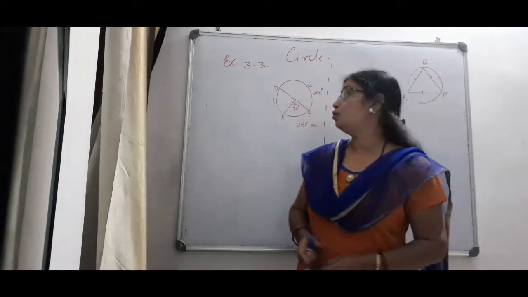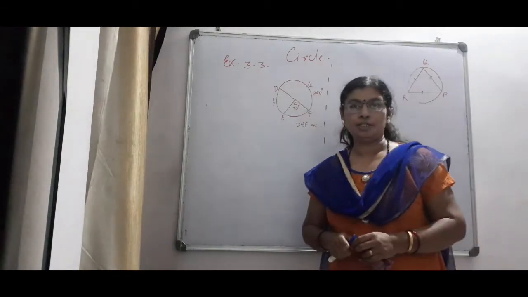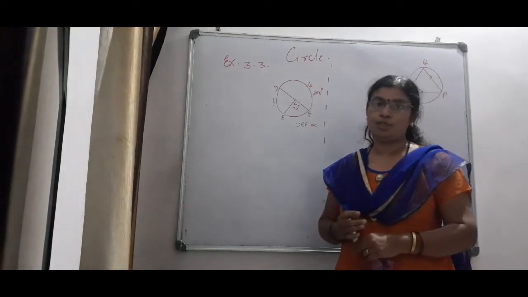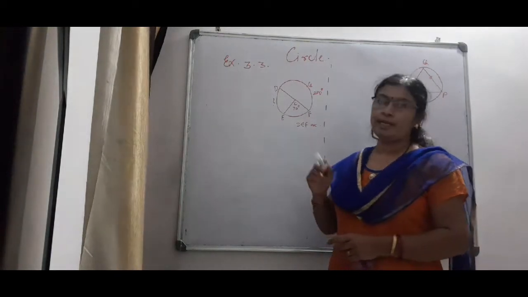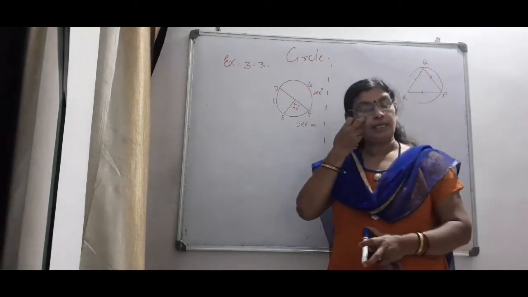Arcs are formed and how to measure the arcs. Total measure of arc is how much? 360. Semicircle, measure of semicircle is 180, and you can add the arcs or you can subtract the arcs. And what is meant by central angle?